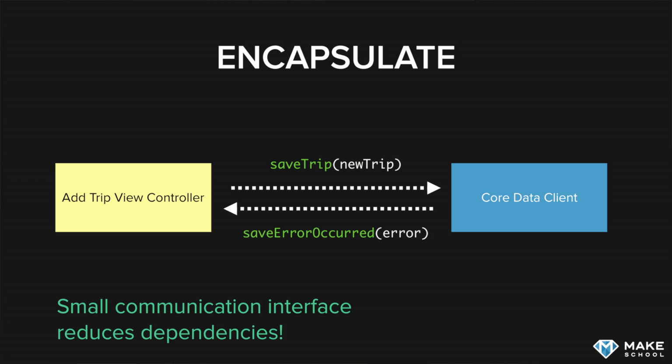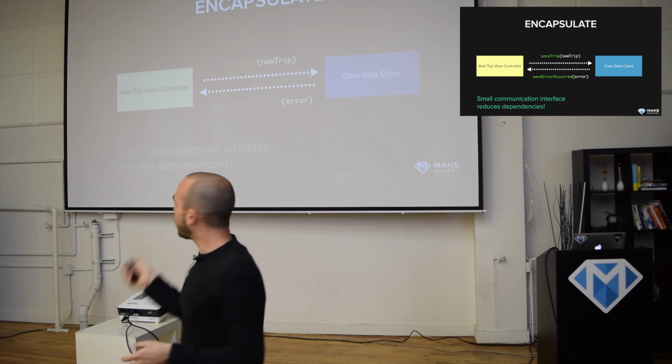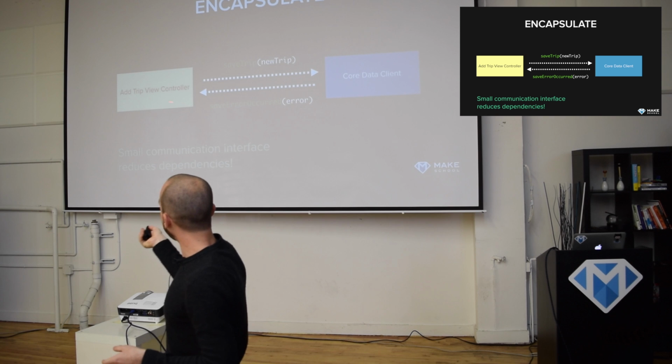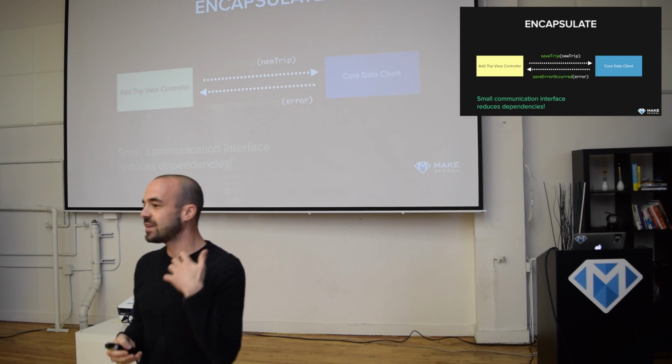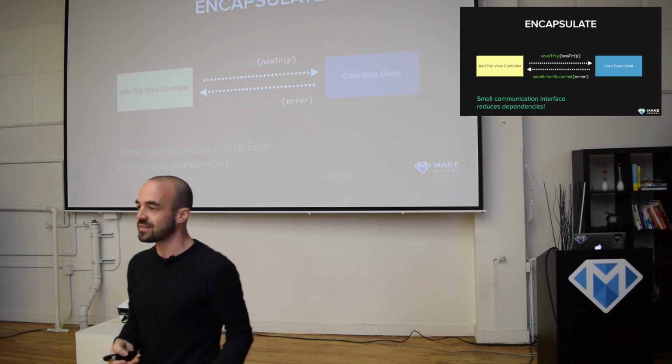We have, again, the 2 same components, but we only have a single way of communicating between them. And that is the add trip view controller calls a save trip method. As soon as it has all the information about the trip, it tells the database that it wants to save it. Then the database verifies the result, and it returns whether it was successful or whether an error occurred. And then once the view controller gets this error from the database, it is responsible for displaying it on the screen. And then it can decide to disable the button or to do any other kind of stuff.